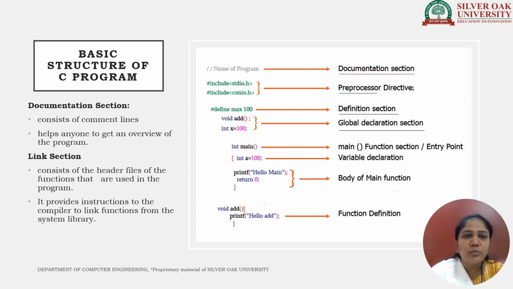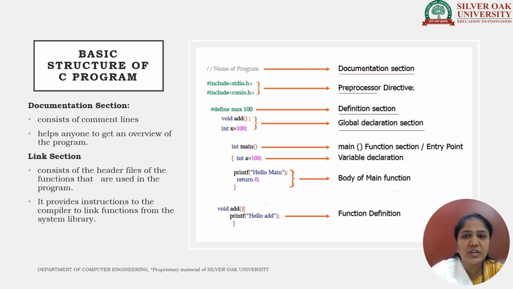Inside the documentation section, we write the information with the help of the concept of a comment. What is a comment? As you can see in the first line, there is a double slash. The name of the program is preceded by the double slash, right? That double slash indicates the comment. A comment means a part of a program which is neither compiled nor executed.